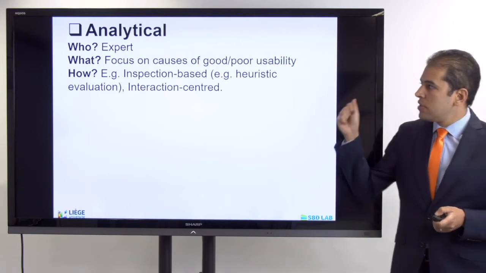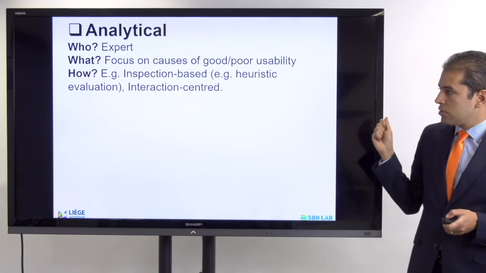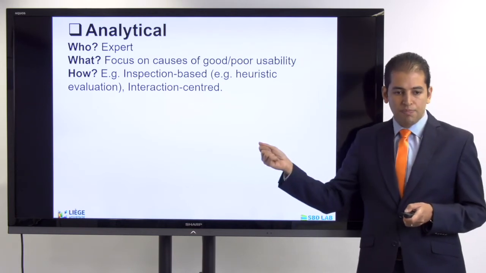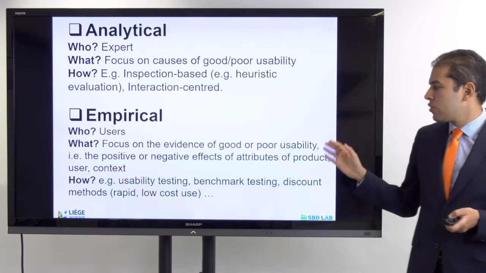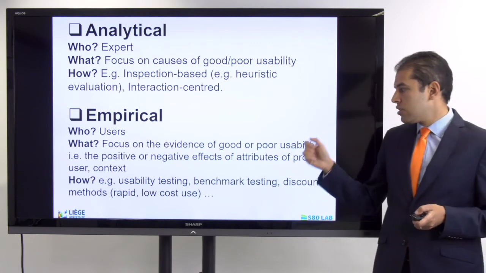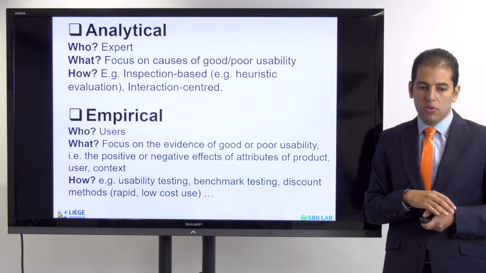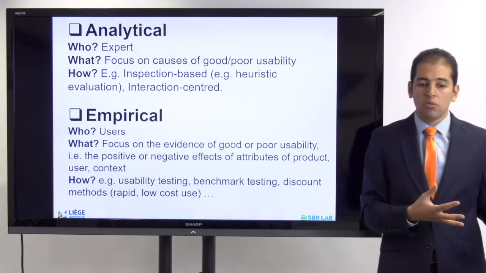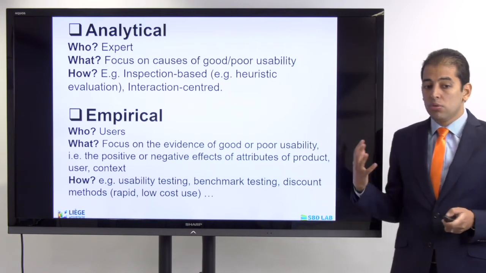The analytical simply is looking at expert, like I said, focus on causes of good or poor usability. You look at inspection-based approaches, interaction-centered. While the empirical approach, you are looking at users with a focus on evidence for good or poor usability and the positive or negative effects of attributes of products or user content. How can you do it? You do mainly usability testing, benchmark testing, discount methods, rapid, low cost use, and so on. So those are the two differences.